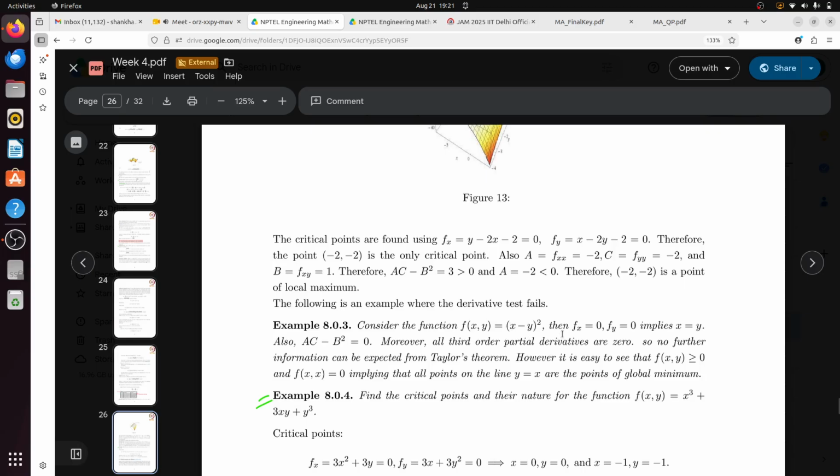Now find the critical points and the nature for the function f(x, y) equal to x cube plus 3xy plus y cube. fx equal to 3x square plus 3y equal to 0, fy equal to 3x plus 3y square equal to 0. x equal to 0 and y equal to 0. You will also get x equal to minus 1 and y equal to minus 1.